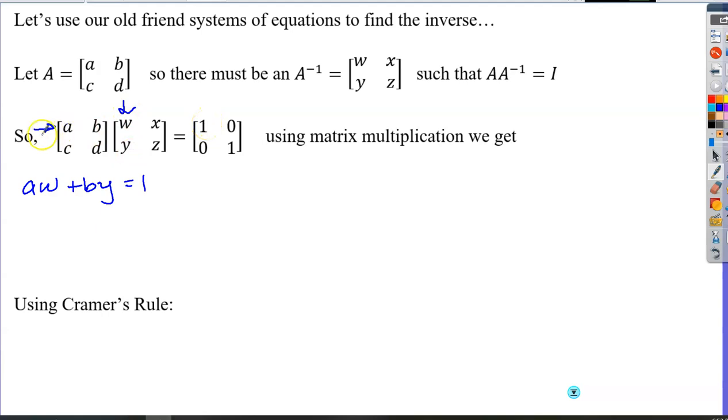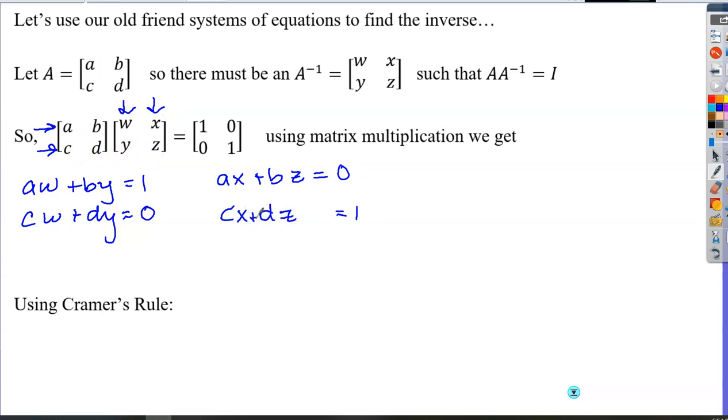All right, let's do row 1 and the second column. The dot product of those two is AX plus BZ, and that should give me row 1, column 2, which is 0. Keep doing multiplication. Row 2, column 1. The dot product of this with that is CW plus DY, which gives me the row 2, column 1 position, which is 0. And last but not least, row 2, column 2 should give me that element, which is 1, the dot product of those and those. So CX plus DZ.